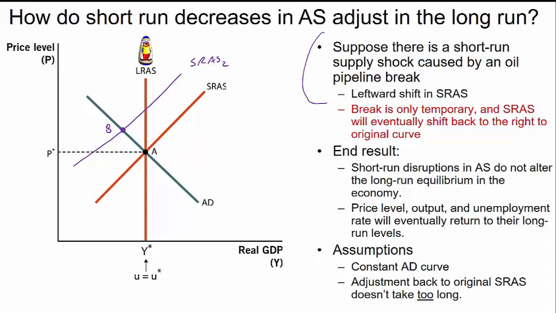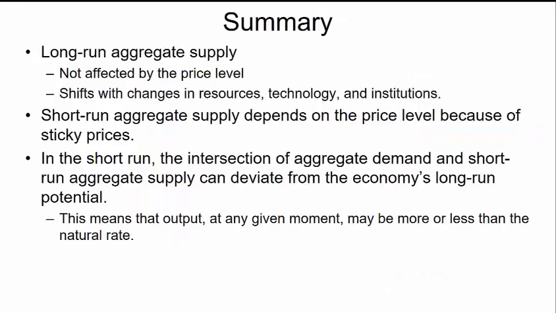Eventually, the break is fixed. And guess what? The aggregate supply curve shifts back to where it was, and we end up back at point A. So that's basically what happens with the aggregate supply curve, the aggregate demand curve, and the long-run aggregate supply curve whenever the economy changes. All right.